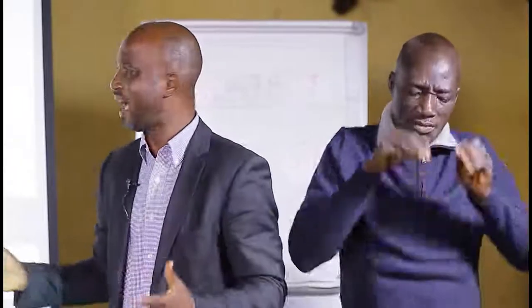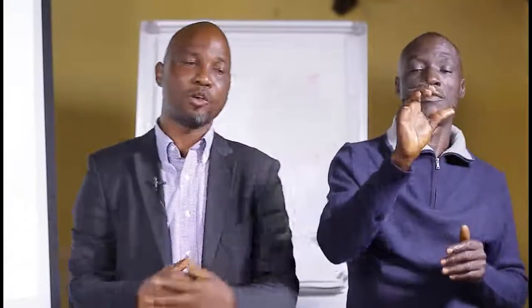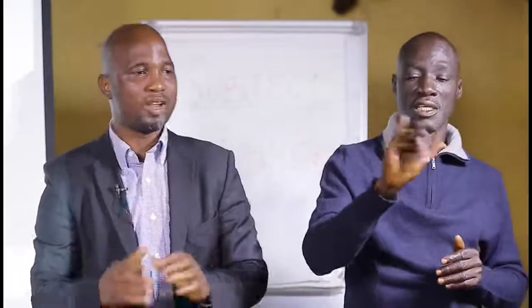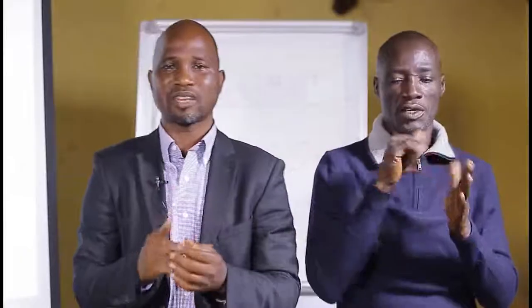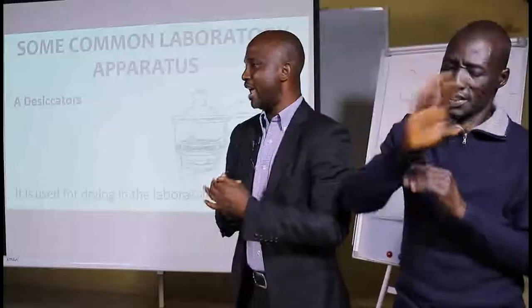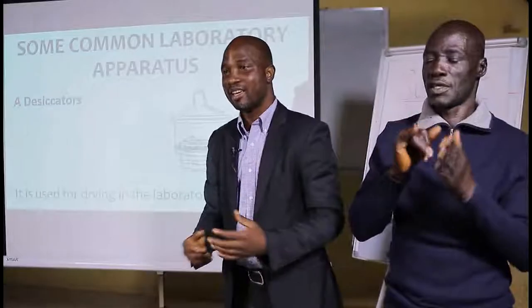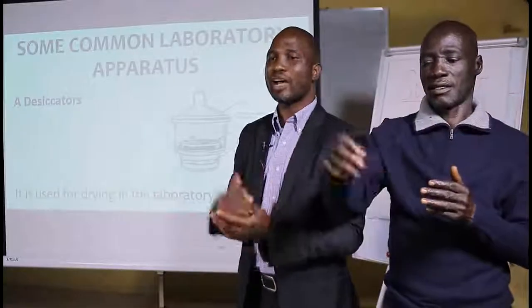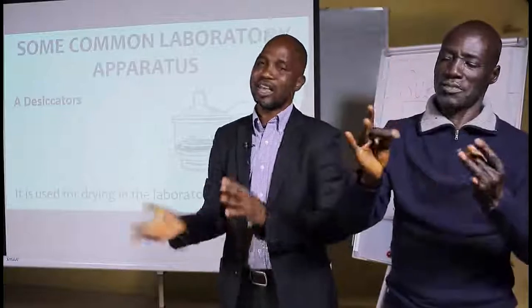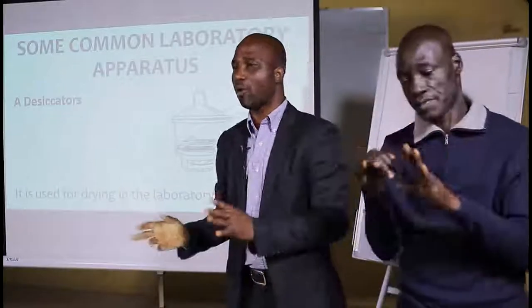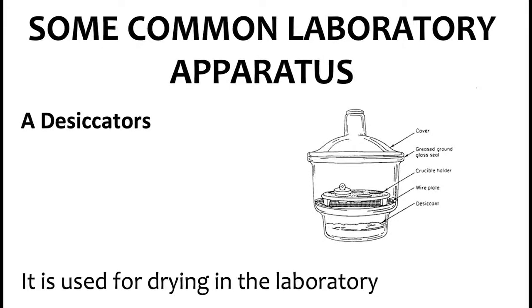An example is silica gel. Oftentimes when you buy a leather shoe or a leather handbag, as the case might be, you find that there are some substances inside an envelope. The essence of that substance inside the envelope is to serve as a drying agent, because moisture can affect the material, which is either in leather form or a skin form, as the case might be. So this is a desiccator. A very, very important apparatus used for drying in the laboratory.